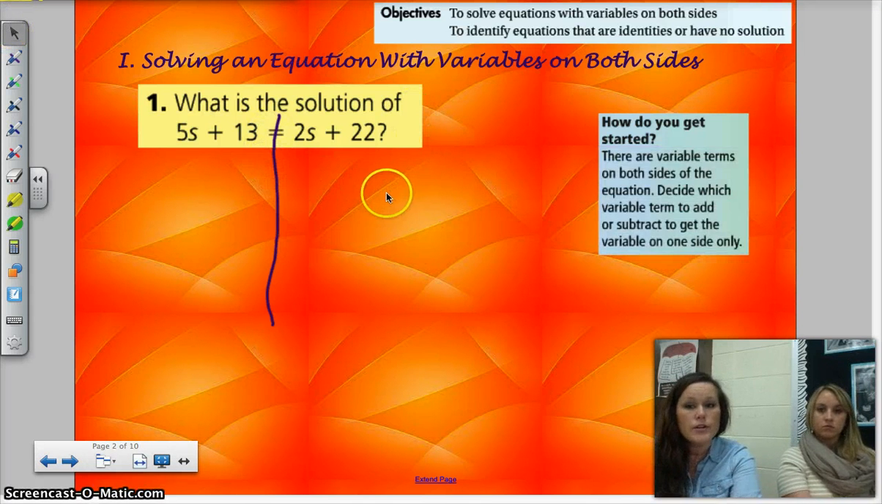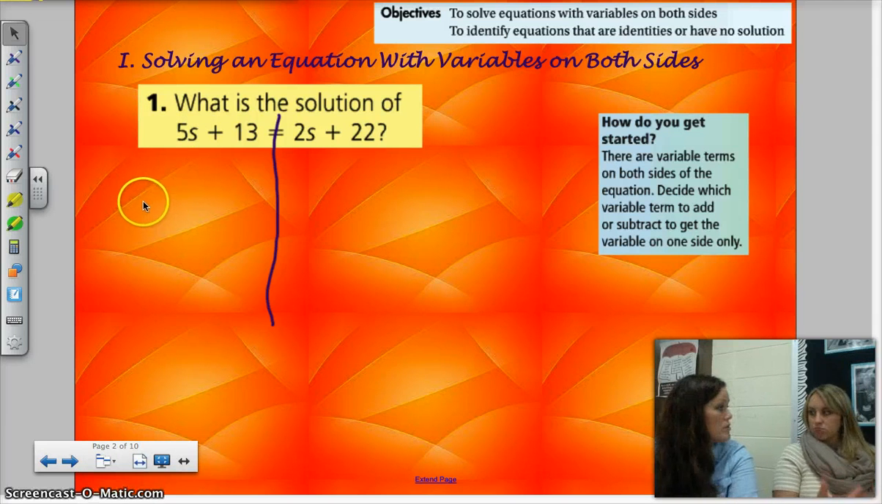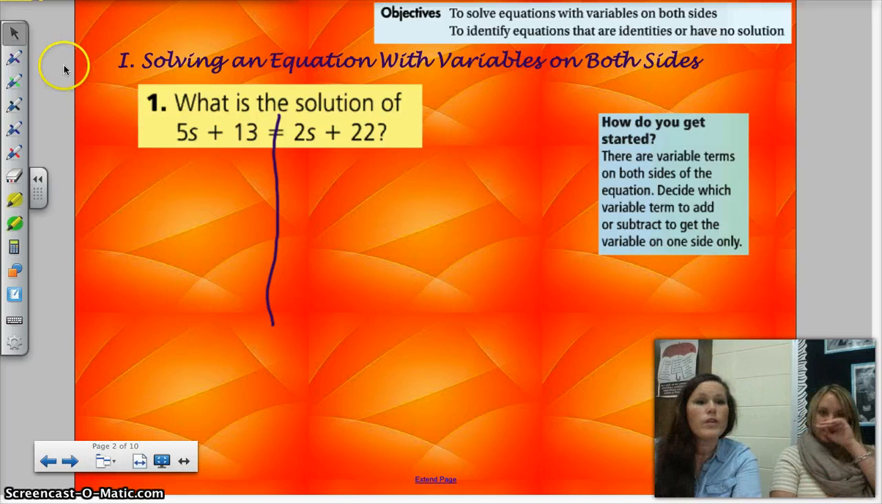So how do you get started? There are variable terms on both sides of the equation. Decide which variable term to add or subtract to get the variable on one side only. So we're doing the same thing. You're combining your like terms. Do we want to start with numbers or with letters? Well, we can start with letters in this case. Okay, so let's start with letters.